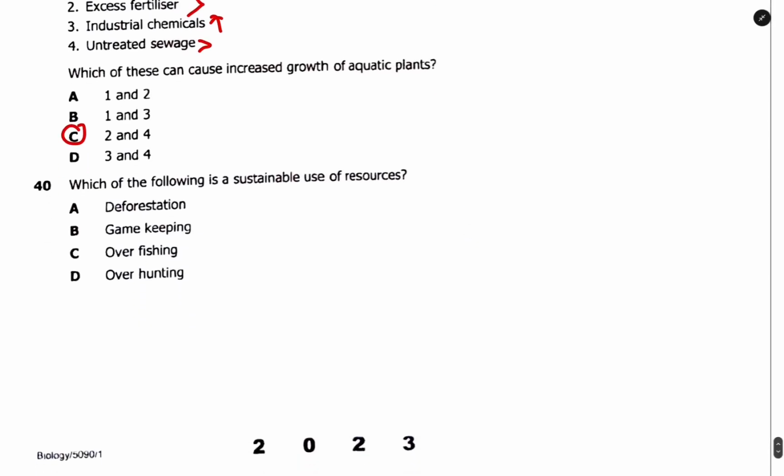Question 40. Which of the following is a sustainable use of resources? This one, as always, question 40 or the last question, I leave up to you to answer. So comment with your answer on question 40. Why do I do that? I want people to follow the lesson up to the end. Those who comment with the answer followed up to the end and finished the whole recording. Otherwise, this is where we end.